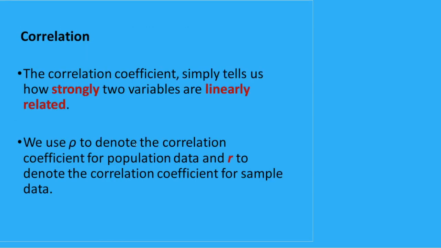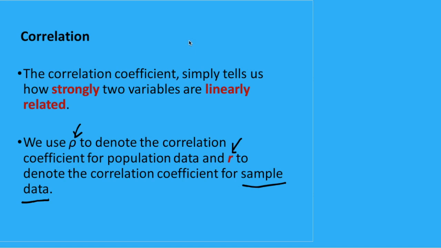Okay, let's move on to correlation, the concept of correlation. The correlation coefficient is denoted using rho for population data or r for sample data. And this is what we normally have in our exercises or exam, the sample data. So we normally use r for the correlation coefficient.